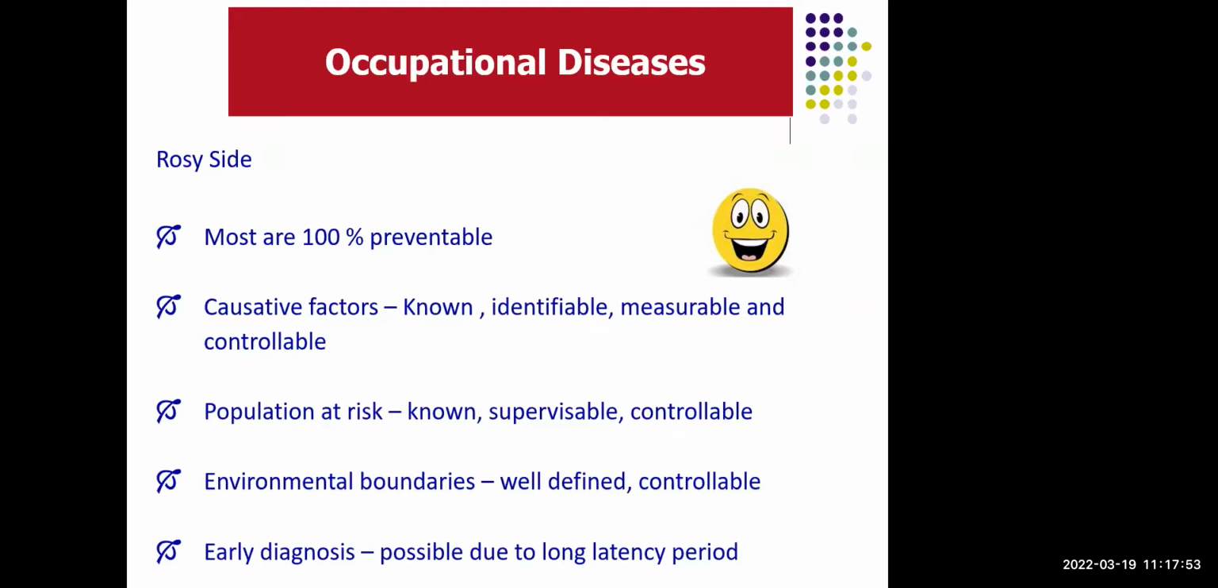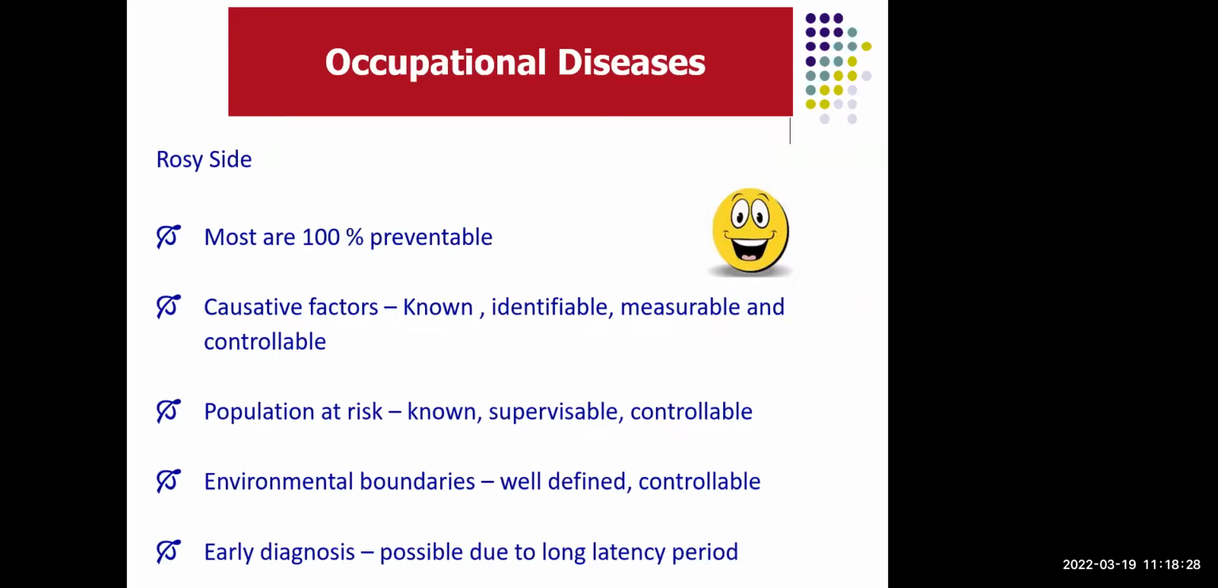Now, the population at risk is known. Suppose you ask me to control malaria. Malaria is all over India, all over the world, very difficult to control. But in your workplace, you know who the people entering your premises are, and how long they are working there. So you can supervise them, you can control them. Environmental boundaries are also very defined and controllable. Suppose there is a chemical leak. You know this chemical leak can travel up to this many kilometers, so not only inside the factory, but outside the workplace also.